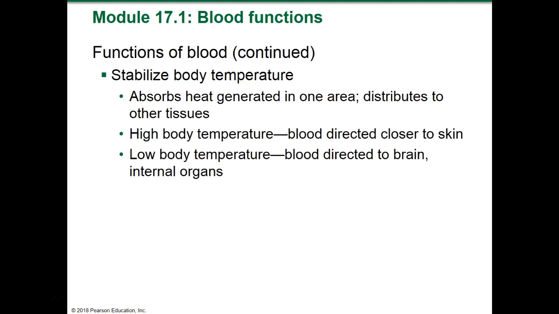And then this last one you may have not thought of, stabilization of body temperature. Your blood absorbs heat that's generated in one area and then distributes to other tissues. So if you have high body temperature, your blood is often going to be directed closer to your skin. Your vessels will dilate and you'll often see your skin get redder. On the other hand, if you have low body temperature, the blood is going to be directed more to the brain and to your vital internal organs. That's where you need the heat, and therefore the blood vessels may be more constricted at the skin surface and your skin might get lighter in color.